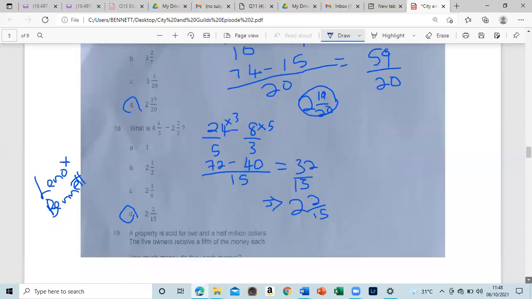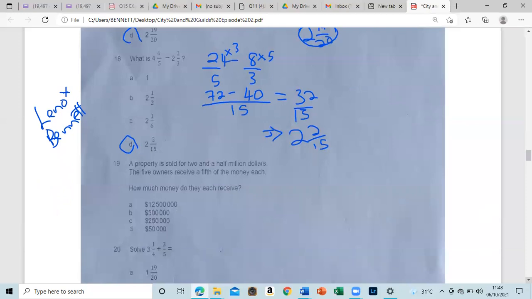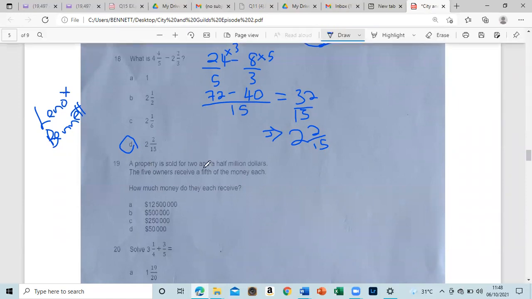All right. Number 19, I think this one gave some problems. A property is sold for $2.5 million. The 5 owners receive a fifth of the money each. How much money did they each receive? So that is 2.5 million being shared among 5 persons. You don't put 2.5, they're 2 different units. But think of it, $500,000 each, isn't it? B.